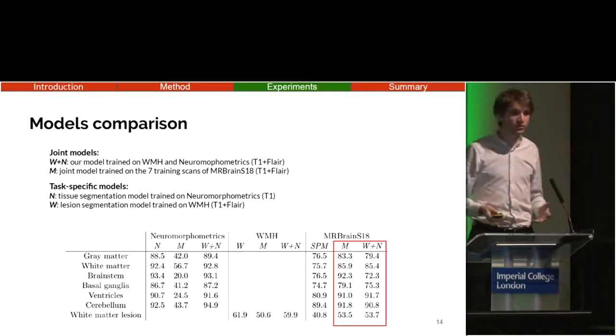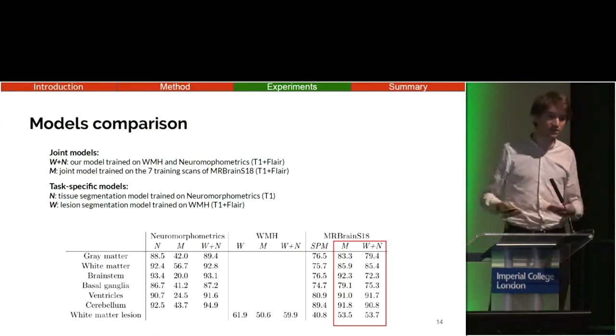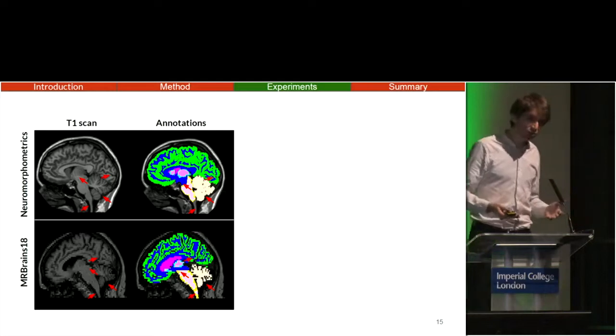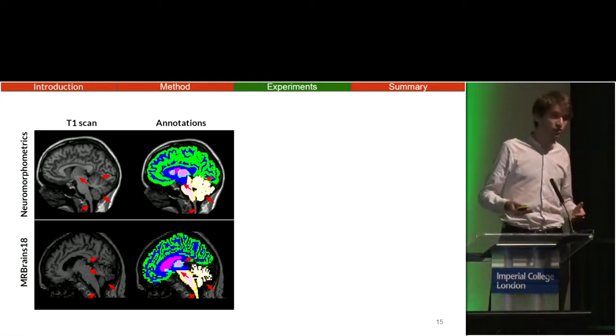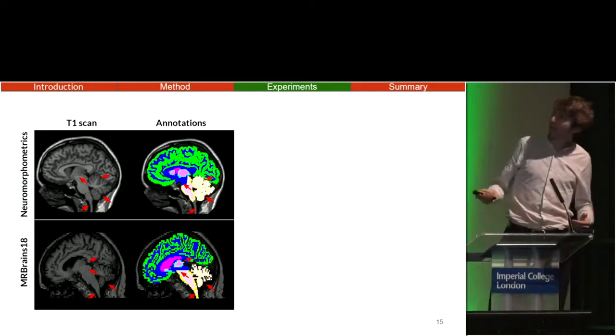And we tried to understand quantitatively why these results were lower for these two classes, and for the rest it was good. And in fact, it's due to the differences in the annotation protocol between the two data sets. So the first row, you can see a scan from neuromorphometrics and the annotations that are provided. And here, a scan from MR brains and the annotations that are provided.